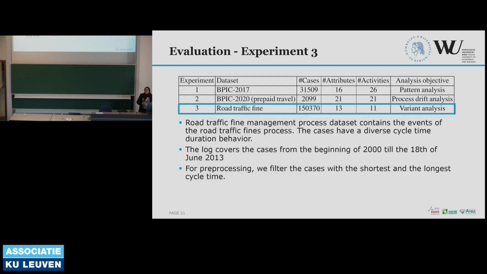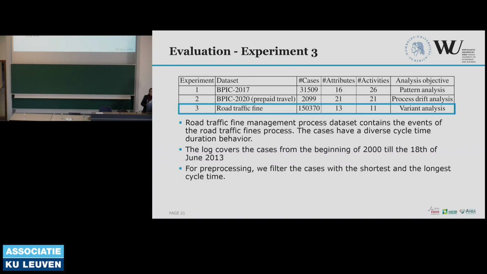Then the last experiment, we tried to have a variance analysis over the traffic log. The traffic log is one of the interesting logs because it has 150,370 cases. And the interesting thing is that some cases take 11 years, others take 1 month, even less, a week or something. So it was interesting to know what is happening over the short cases and what's happening over the long cases.